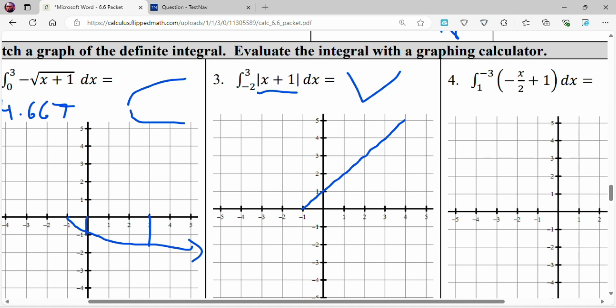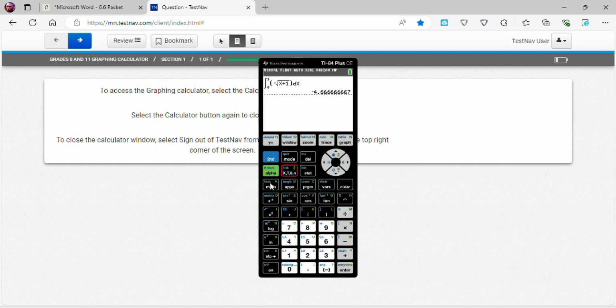As x decreases by 1, y decreases by 1. So yeah, something like this, right? And we're asked to find the integral from negative 2, so right here, to 3. Okay, so we can obviously actually solve for this. We can solve for this because we have some geometric shapes, but we are going to look at it on the calculator since that's what the question is asking us to do.